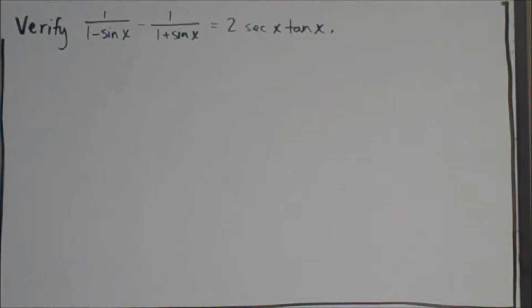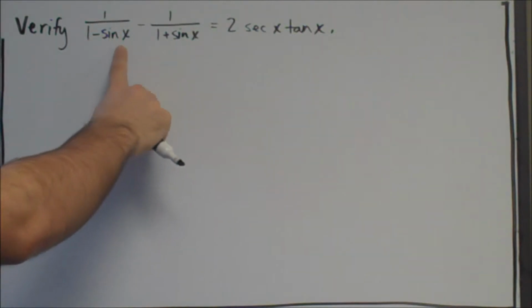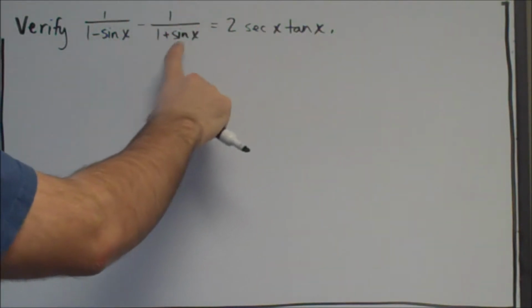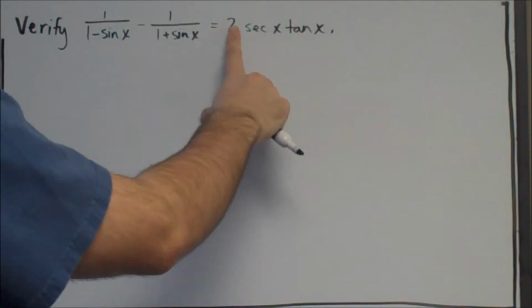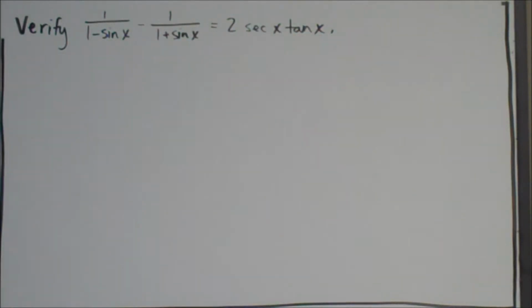Okay, so we're going to verify this identity right here. We have 1 over 1 minus sine x minus 1 over 1 plus sine x equals 2 secant x tangent x. So when you're verifying identities like this, usually what you want to do is start with one side of the equation and work to get the other one.